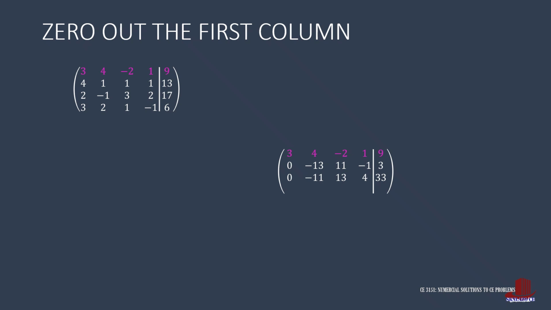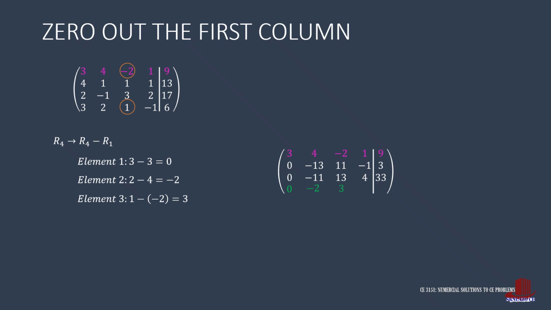Since the values are both 3, we create a new row 4 by subtraction between rows 4 and 1. The first element is 3 minus 3, giving 0. From the second element, 2 minus 4 is negative 2. The third element, 1 minus negative 2, gives us 3. From the fourth, negative 1 minus 1 is negative 2. And the constant yields 6 minus 9, which is negative 3.